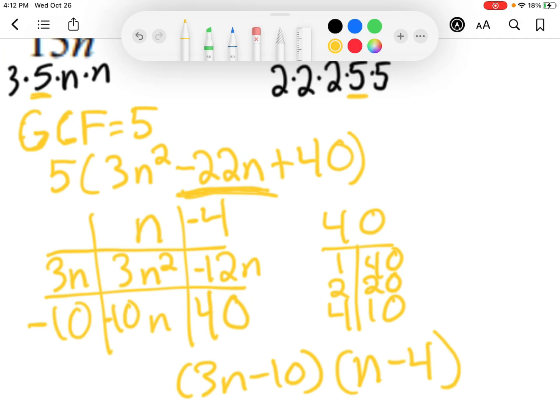So my factors, 3n minus 10 times n minus 4. And we're going to put that 5 out front as our GCF.